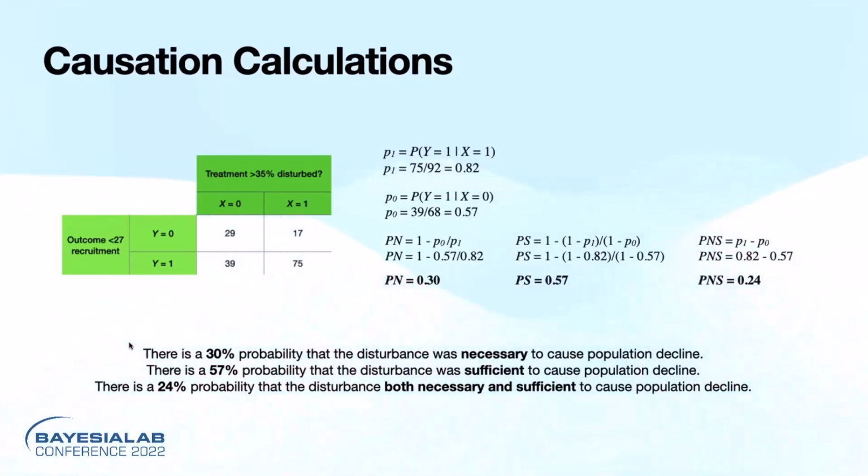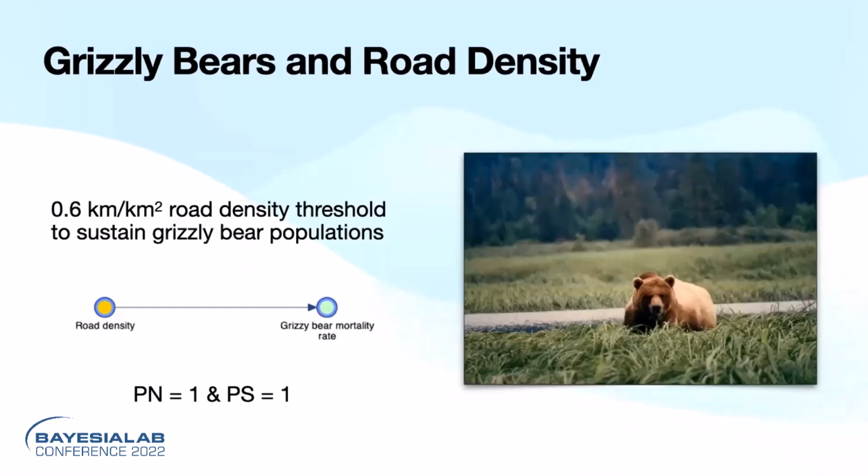So this is one super simple example. The other super simple example that I want to talk about is when we don't necessarily have this kind of data, but we can still use a causal approach to reason through some of these things. And so for this, I'm going to turn to the topic of grizzly bears.